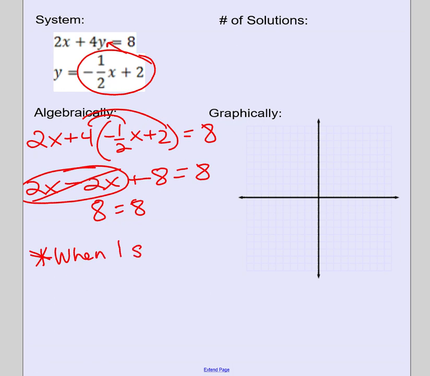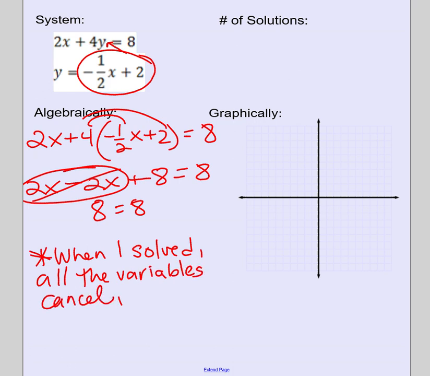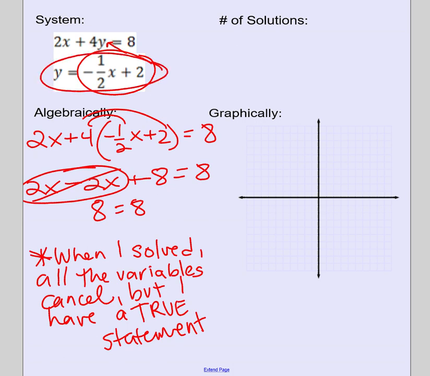When I solved, all the variables canceled, but I have what's called a true statement, okay? 8 is equal to 8. Let's look and see what happens if I were to graph this. Y is equal to -1/2 x plus 2. My y-intercept is 2. My slope is -1/2, right? So that's what that line looks like.